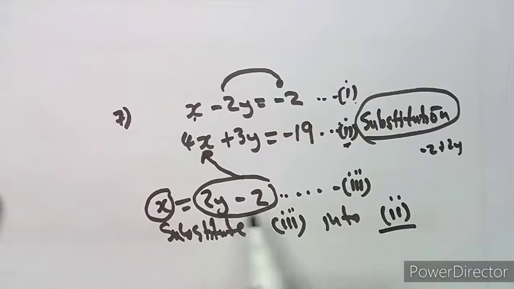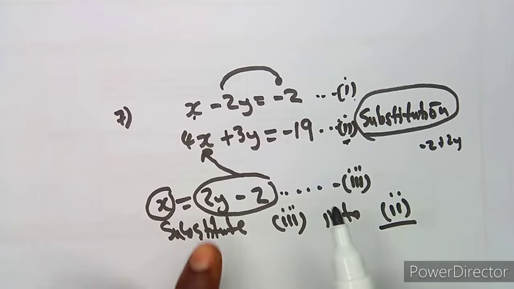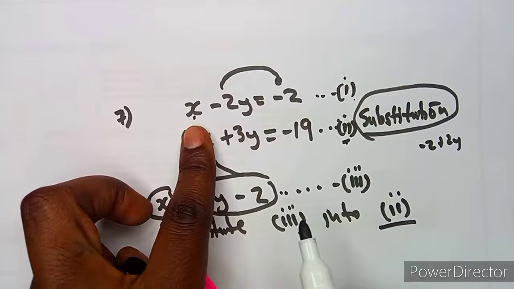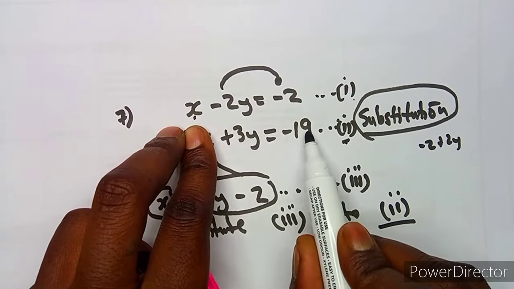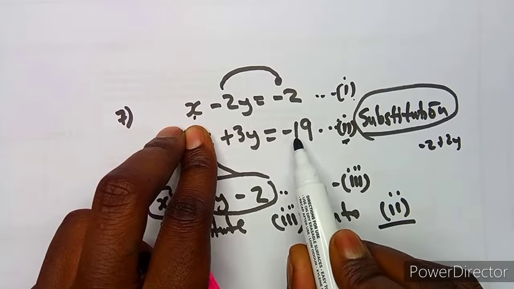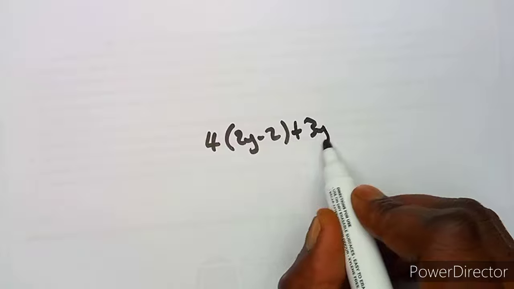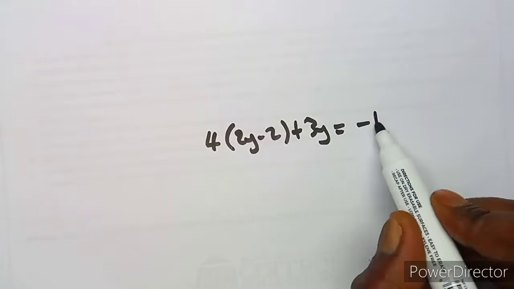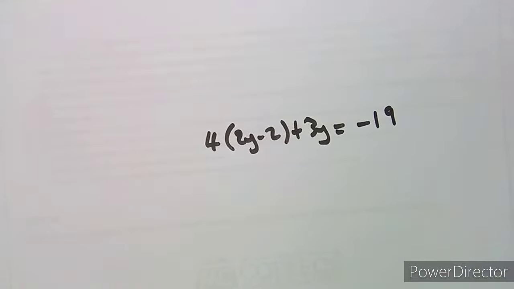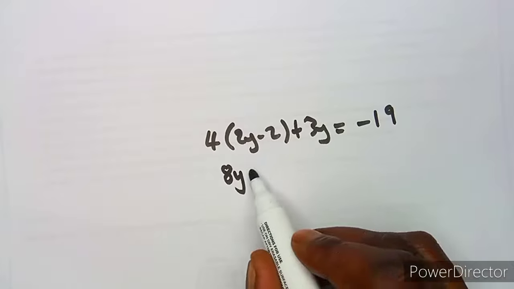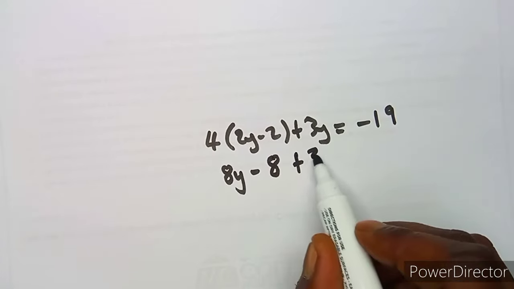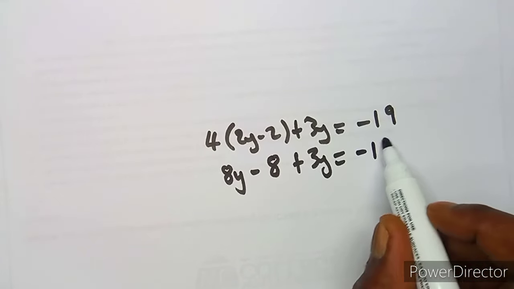Okay, but that is not all, because after we have substituted this, there are still some terms which were already there. 3y is equal to 19. These ones are just going to follow as they are. So we are going to add 3y, the one that was there, which is equal to minus 19, as usual. That's our equation. So you have to expand brackets: 4 and 2 is 8y, 4 and minus 2 is minus 8, plus 3y, which is equivalent to negative 19.